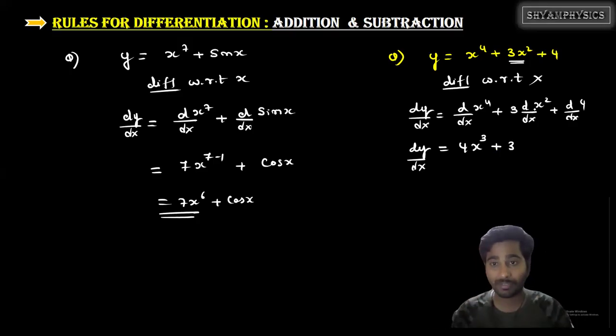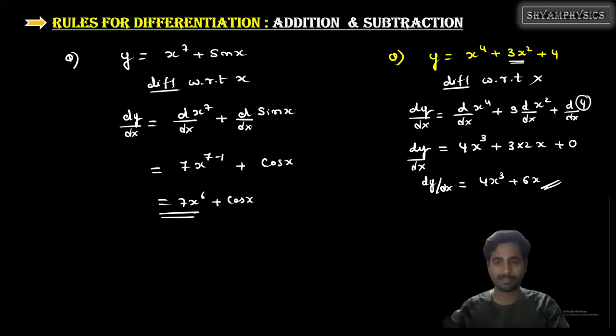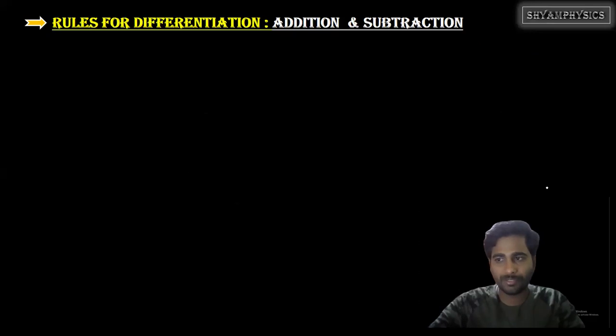Differentiation of x square, shift the power first, 2. X to the power 2 minus 1, it is 1. Simple, it is x, plus this 4 is a constant. The differentiation of a constant, I told you yesterday, it is 0. So the final answer dy by dx should be equal to 4x cube plus 3 into 2, 6x. This is your answer. Okay. Good. I think it is understood. Will we solve one more?